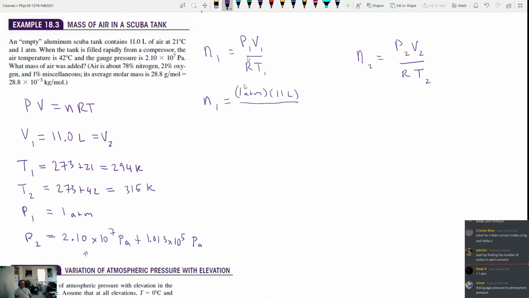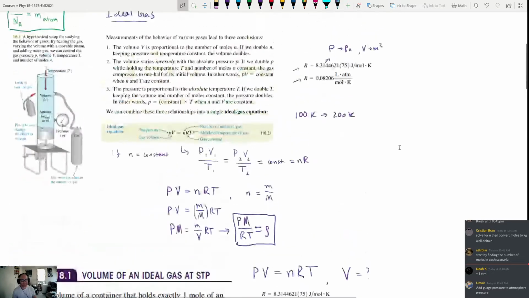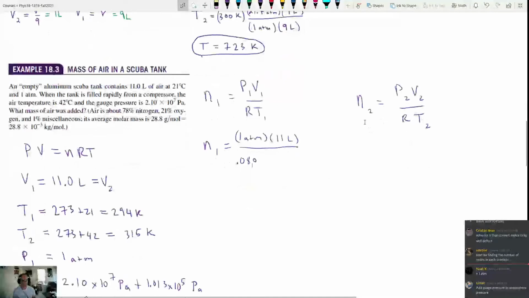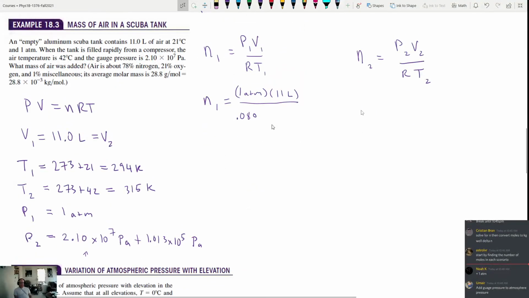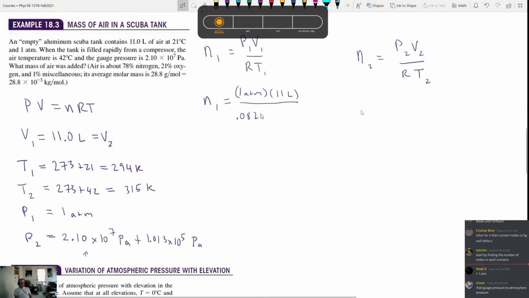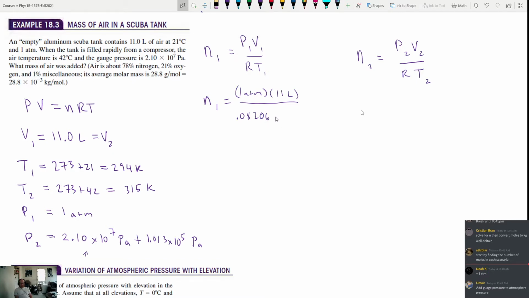And then we need to use the version of R that's 0.08206. That's what it is. And what's the unit? This is liters times atmospheres per mole Kelvin. Okay, and then we just multiply by the temperature, which was 294.